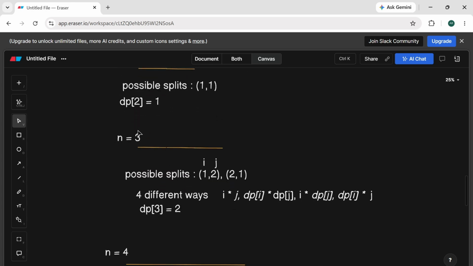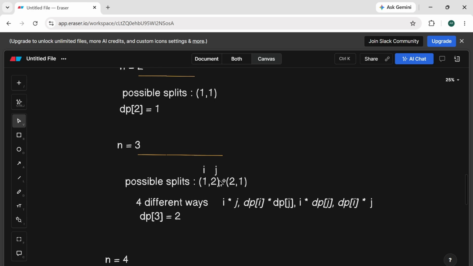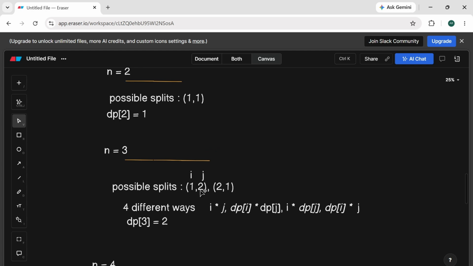Okay. Now we'll look at the rope of length 3. So what are the possible splits? Here the splits could be 1 2 or 2 1, right? These are the possible splits. So what can your answer be? One possible answer is 2.